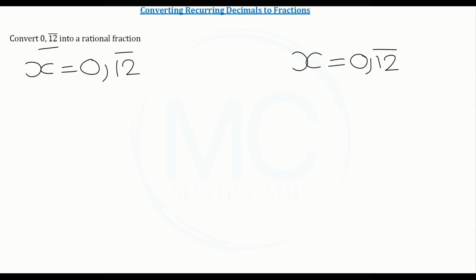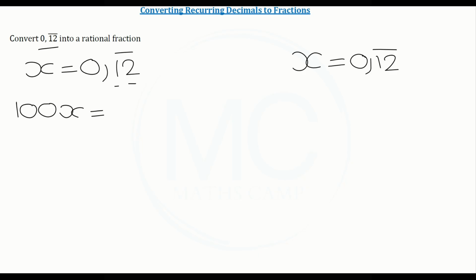Now for equation 1, we need to count the amount of digits until the end of the first recurring pattern. So we have 1 and 2. We have 2 digits, so we need to multiply x by 10 twice. X multiplied by 10 is 10x. Multiplied by 10 gives us 100x. So we can say 100x.